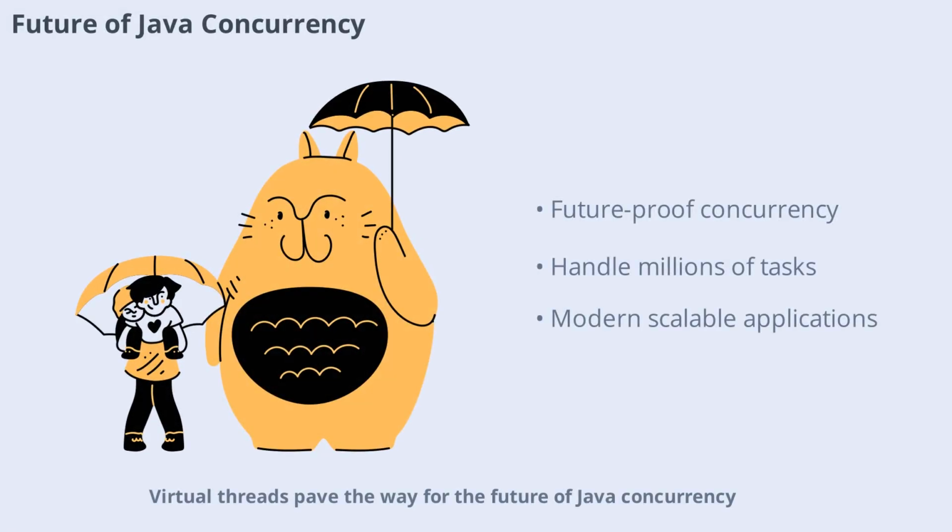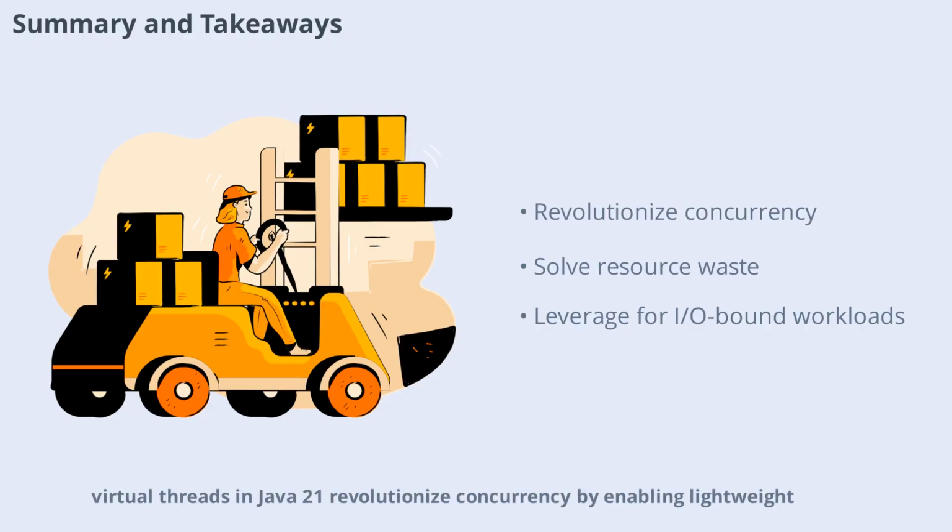Virtual threads pave the way for the future of Java concurrency. As applications grow in complexity and scale, the ability to handle millions of concurrent tasks efficiently becomes essential. Java 21's virtual threads provide the tools needed to meet these demands, ensuring that Java remains a top choice for modern, scalable applications. In summary, virtual threads in Java 21 revolutionize concurrency by enabling lightweight, scalable task management.